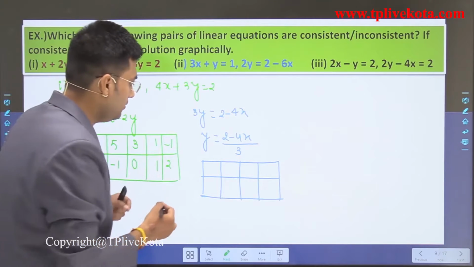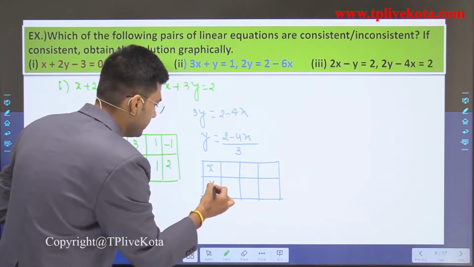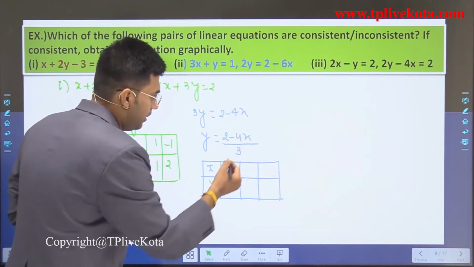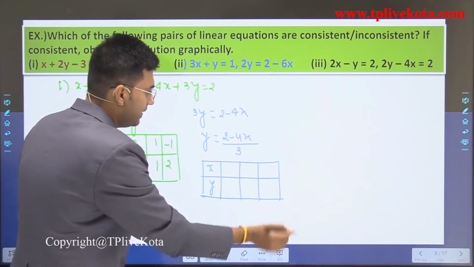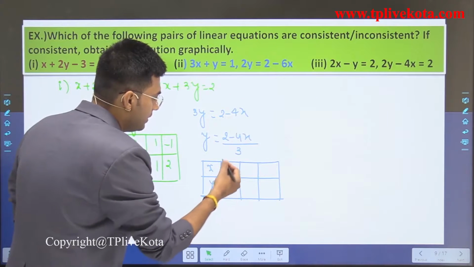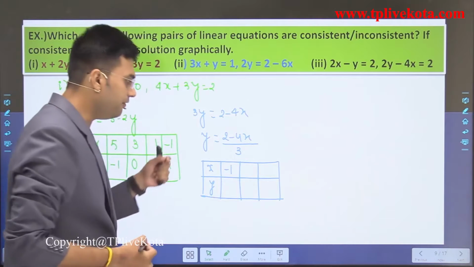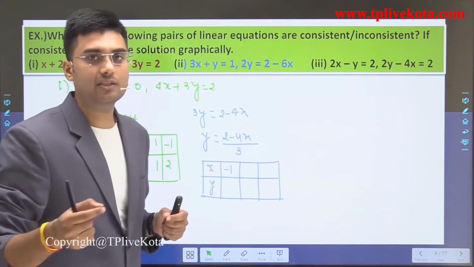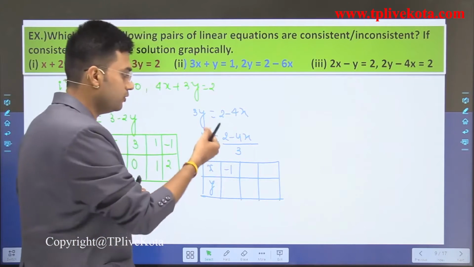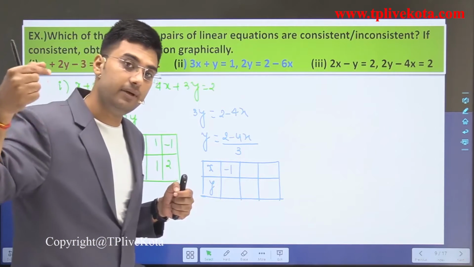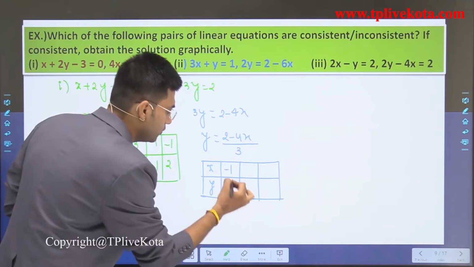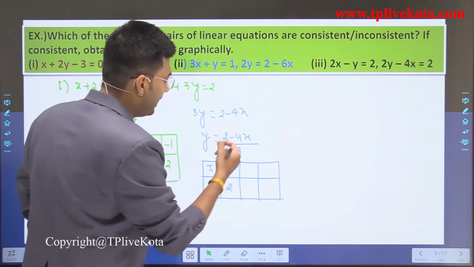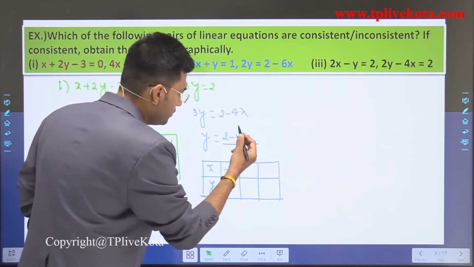Okay, now this is x and this is y. When we put x is equal to minus 1, then what will we get? It is equal to 4 multiplied by minus 1, which is minus 4, plus 2... so we get 4 plus 2, 6. 6 divided by 3 is equal to 2. Clear? Now, let's put the value of x is equal to 0.